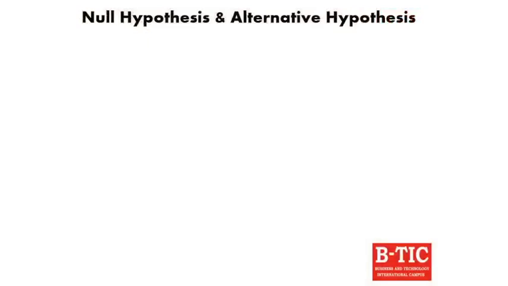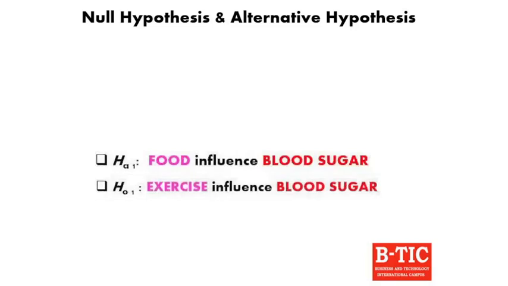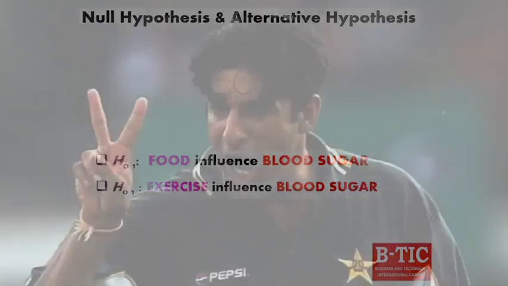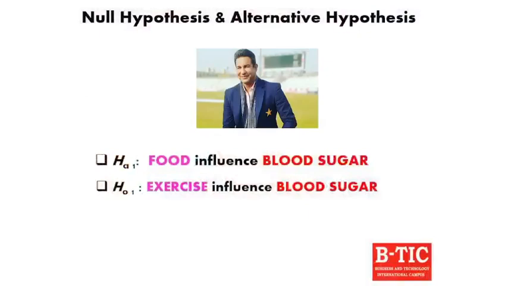Now, let me go back to the same example, same conceptual framework to understand this even further. In this conceptual framework, I have two different hypotheses. Number one, food influenced diabetes. Number two, exercise influenced diabetes. I'm trying to apply this for Wasim Akram, fast bowler, dedicated gymmer, very tall guy, a very good body shape as well. So I want to prove food influences diabetes.